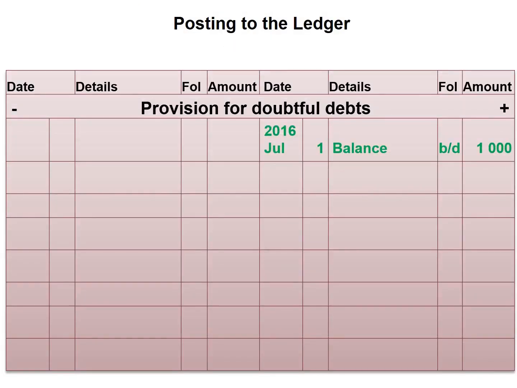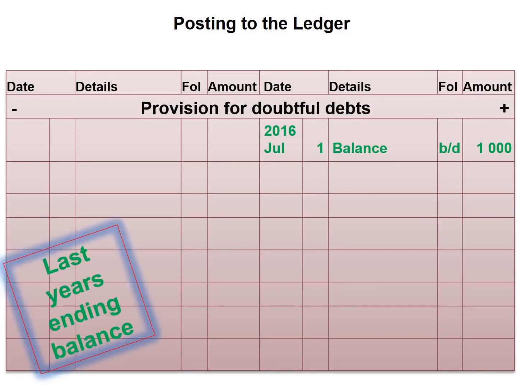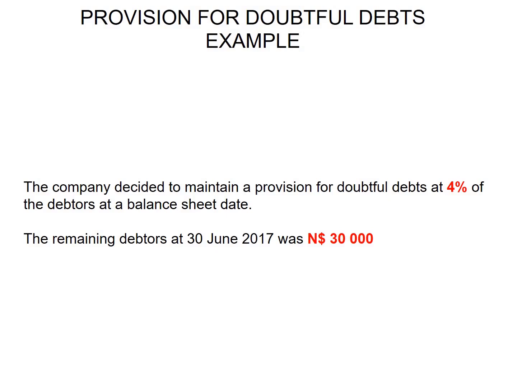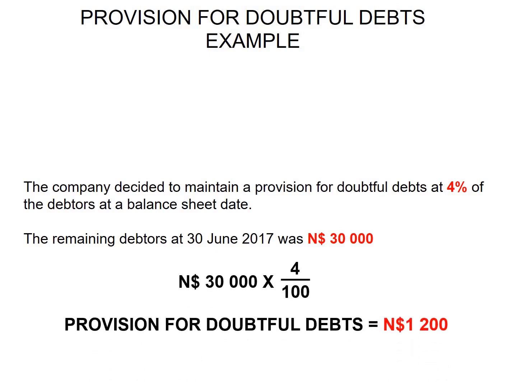We will enter our opening balance as stated in the example. Now where does this opening balance come from? It comes from last year's ending balance. So the previous financial year's ending balance will be the current financial year's opening balance. So we'll put this on the credit side. Now for 2017, we need to calculate what is 4% of 30,000, and that will be 1,200 Namibian dollars.